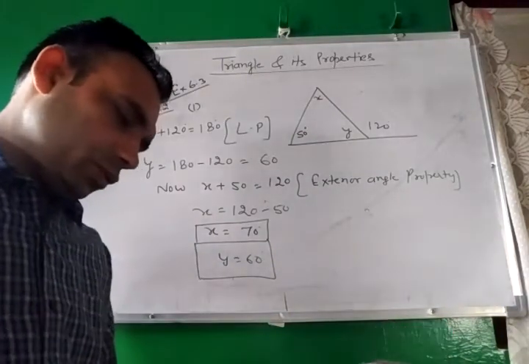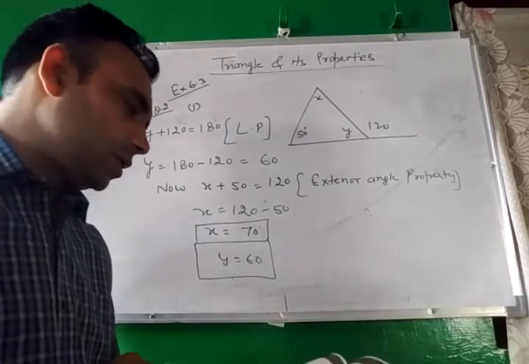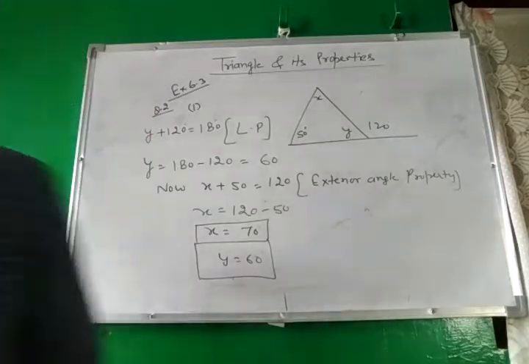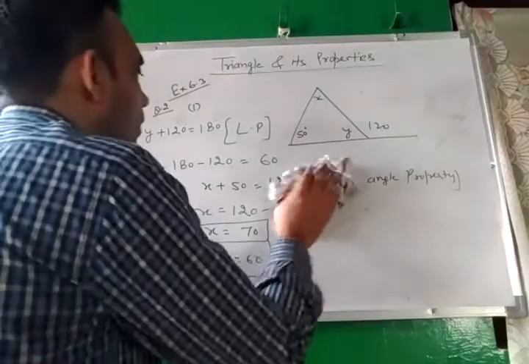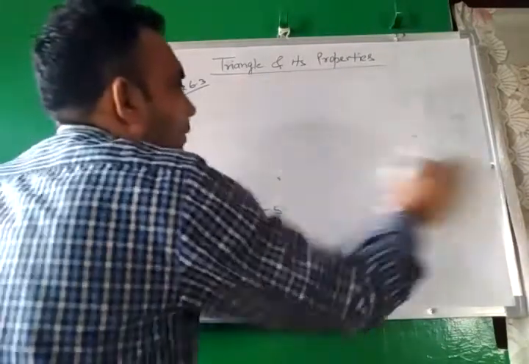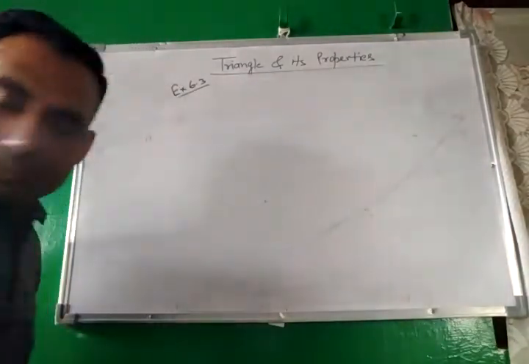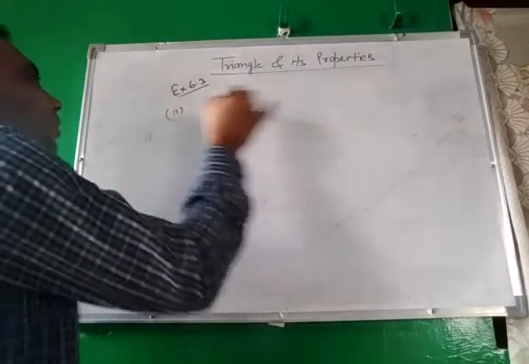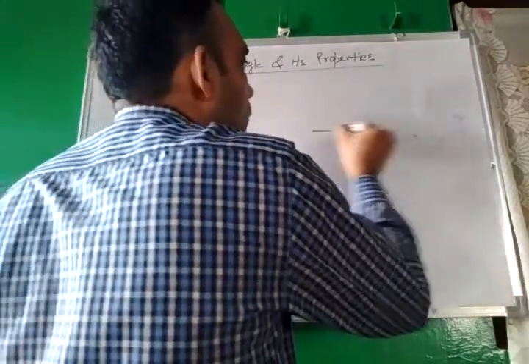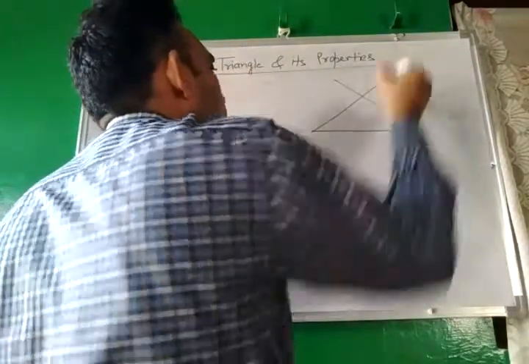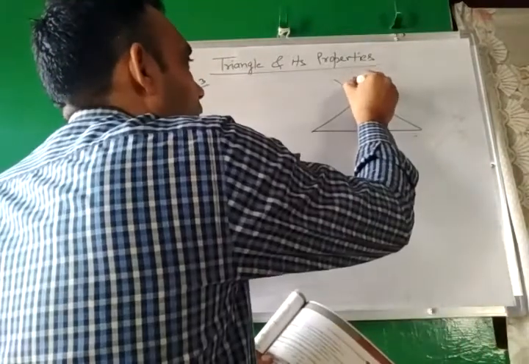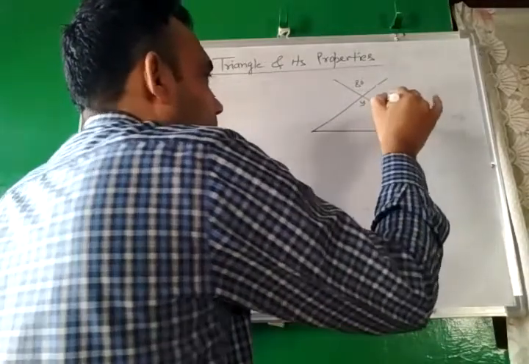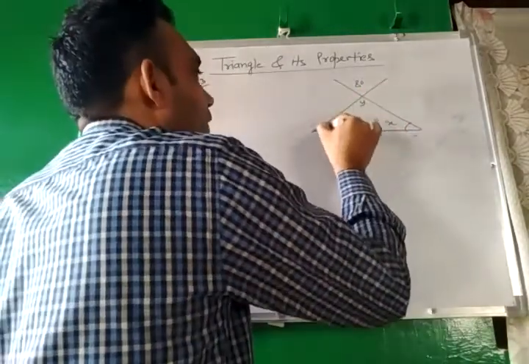Now part number 2, same, vertically opposite angles. Look at part number 3. Part number 2 and 3. What is part number 2? This is a triangle and these lines intersect. This is 80, this is y, this is x and this is 50.